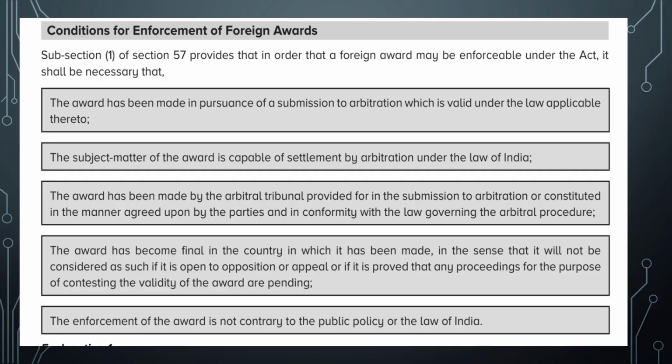Then moving on to the fourth point, the award has been made by the arbitral tribunal in submission to the arbitration. That is very important. And lastly, the award is final in the country in which it is made. So these are the key terms that you must remember, you must reproduce for the conditions for enforcement of foreign awards.